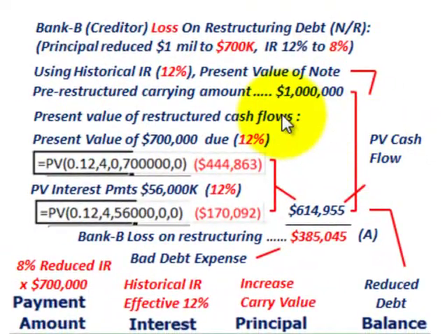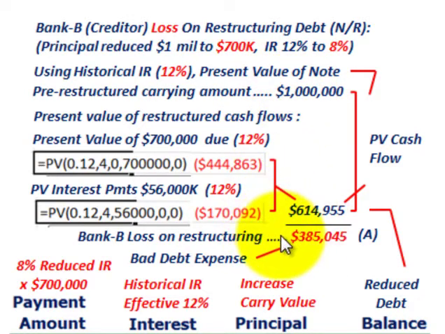All right. So let's first look at it from Bank B, the creditor's perspective. They're going to have a loss on this restructuring of the debt. From Bank B, it's a note receivable, and for Corporation A, it'd be a note payable. But again, the principal is being reduced from $1 million down to $700,000 on this note. And the interest rate is being reduced from 12%, the historical rate, or the original rate, down to 8%.